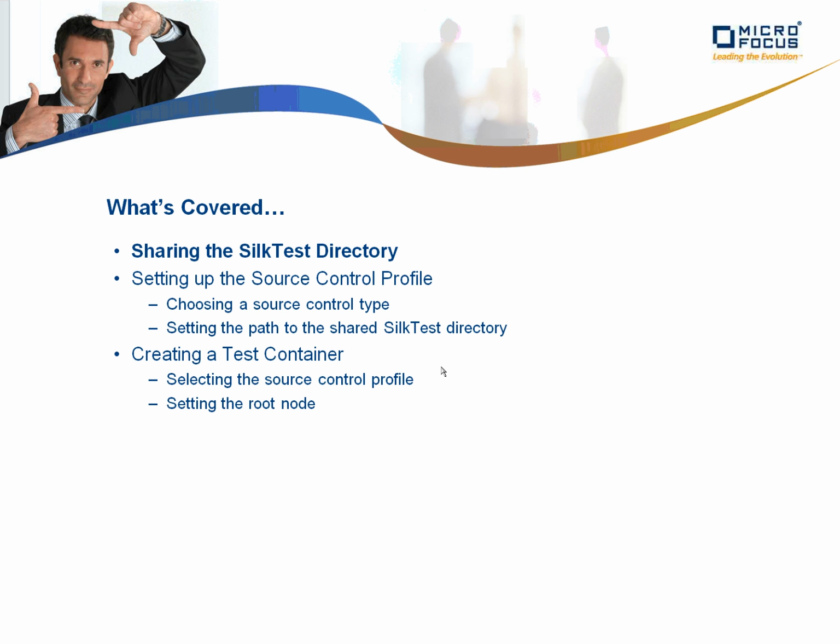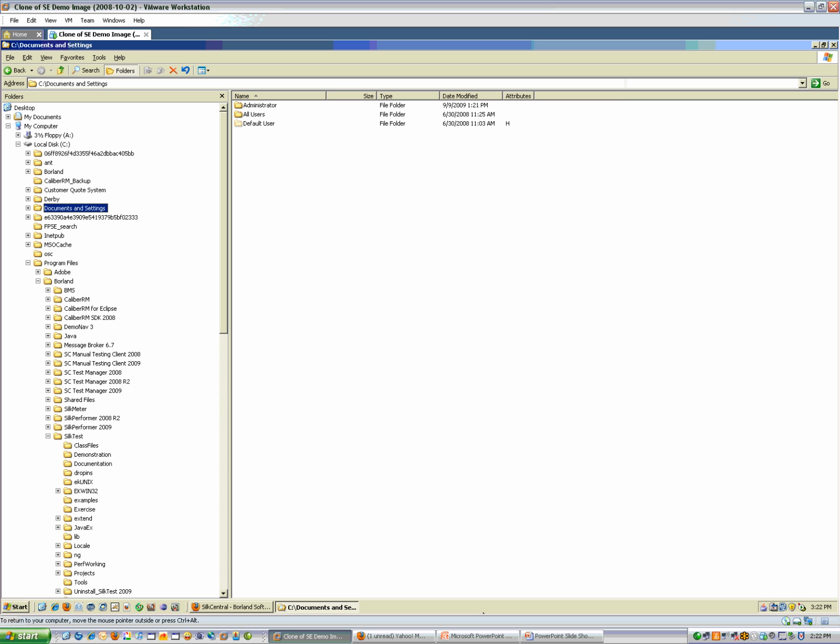Let's start by sharing the SilkTest directory. The first step is to make sure that the location where your SilkTest assets are stored is actually shared and available to SilkCentral. This recording is going through the steps you'd go through for a standard evaluation where you're storing the SilkTest assets right on your desktop. For a production environment, we recommend as a best practice that those assets actually be stored in a source control system.